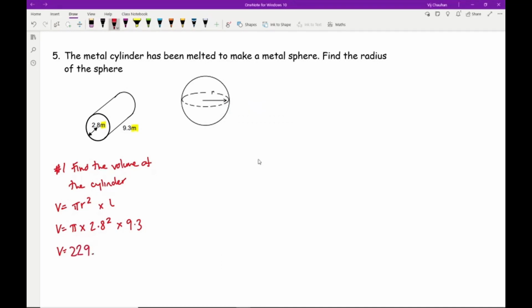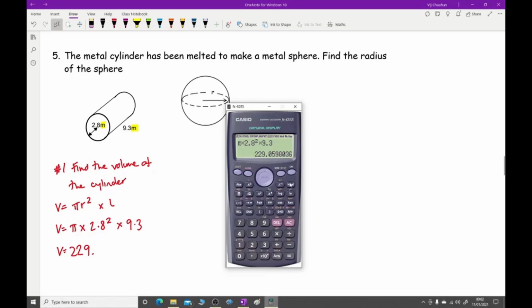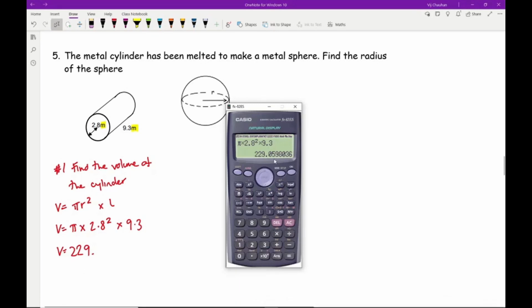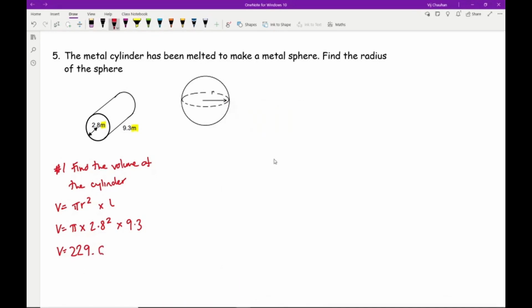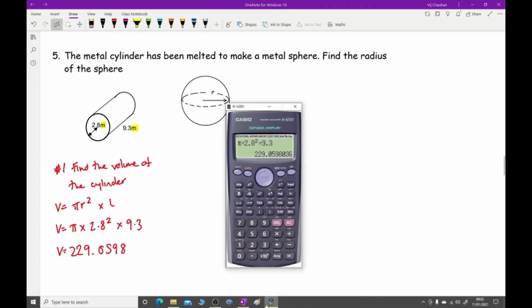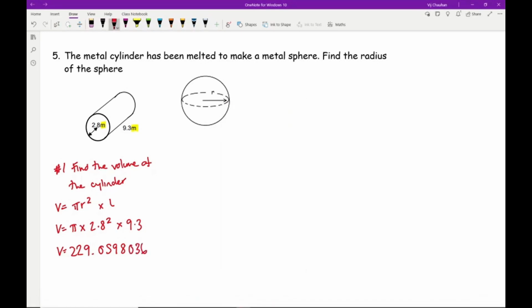Because this is not the final answer, I want to try and use the exact number where possible. So 229.0598036. You can save this using your answer feature as long as you're not typing anything else on your calculator.